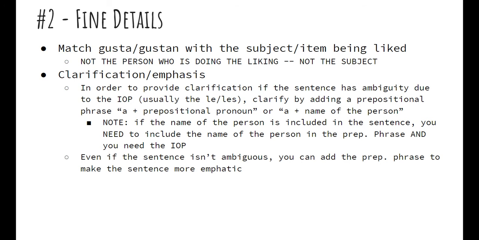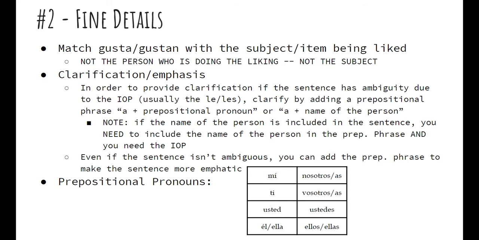So even if the sentence isn't ambiguous, you can add the prepositional phrase to make the sentence more emphatic. You'll do this with more of the top end of the chart, a mí, a ti, a usted, and so on. So your prepositional pronouns are these. Mí, ti, usted, él, ella, nosotros, nosotras, vosotros, vosotras, ustedes, and ellos or ellas.